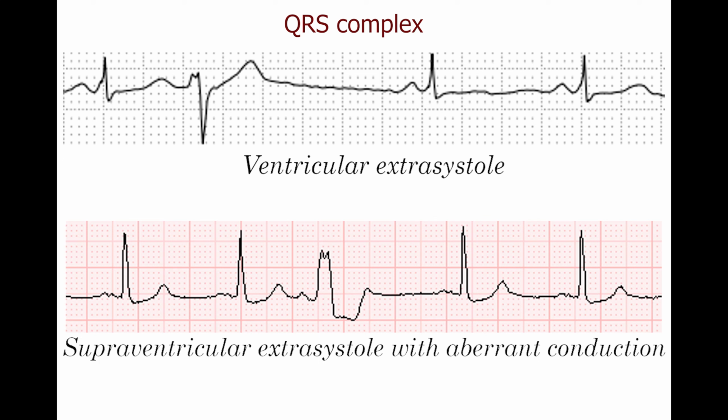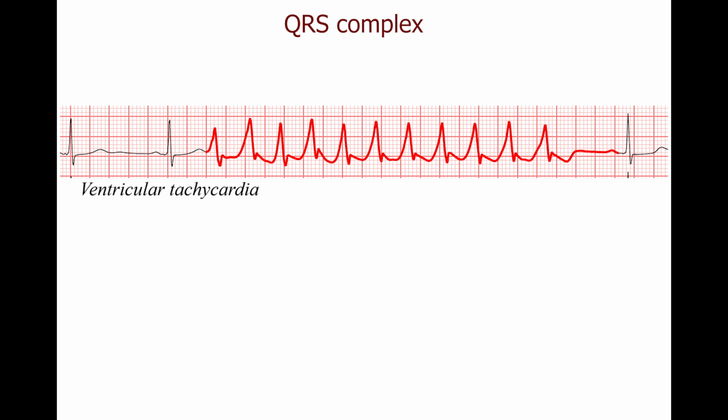Sometimes a premature broad QRS complex is preceded by a P wave, often abnormal. This condition is called an aberrant conduction supraventricular extrasystole. A rhythm faster than 100 beats per minute consisting of 3 or more consecutive ventricular beats is called ventricular tachycardia. It may be sustained or non-sustained, depending on whether it lasts more or less than 30 seconds.